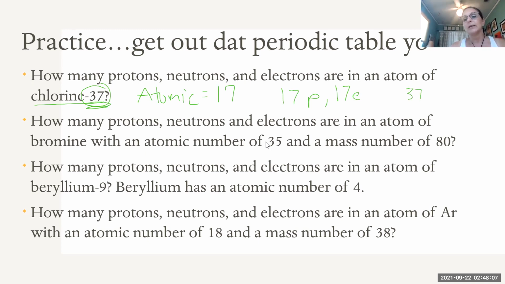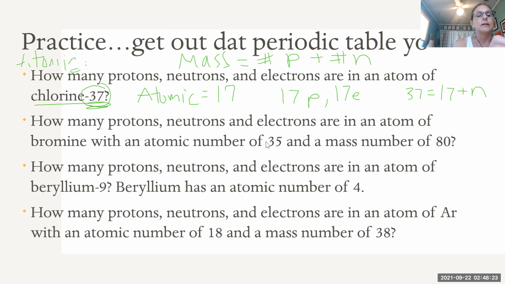So 37 equals 17 plus the neutrons, remember, because the mass number is equal to the number of protons plus the number of neutrons, and the atomic number is equal to the number of protons, and it also is equal to the number of electrons. So then you take 37 minus 17 and you get 20. So you have 20 neutrons.